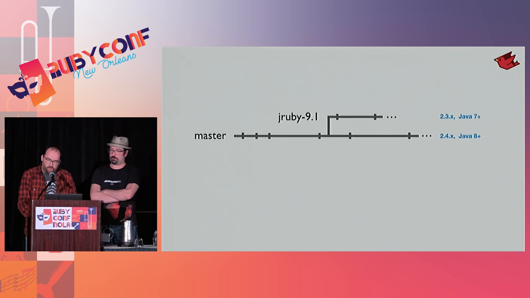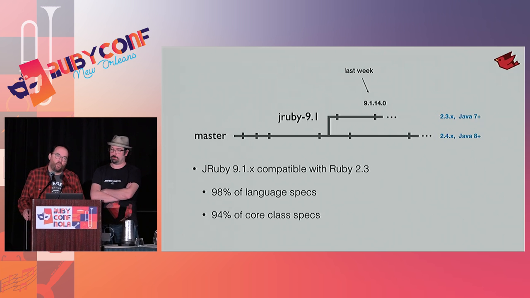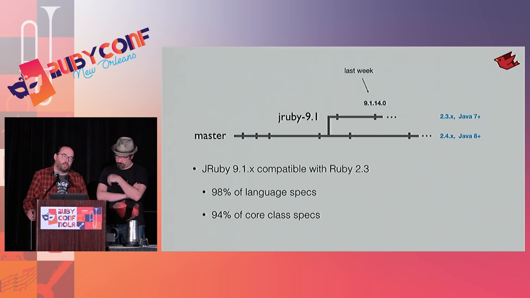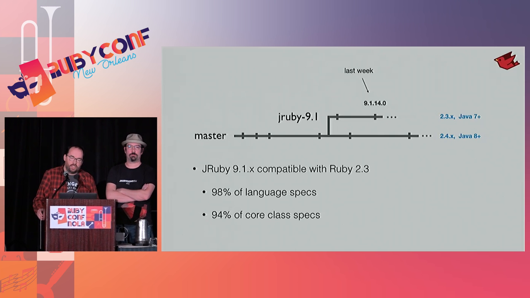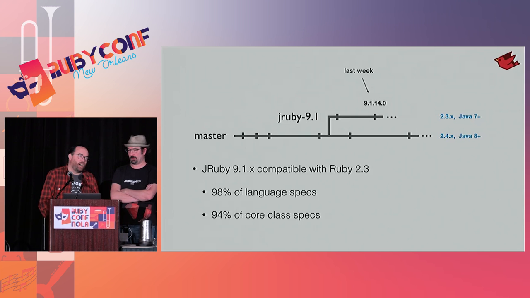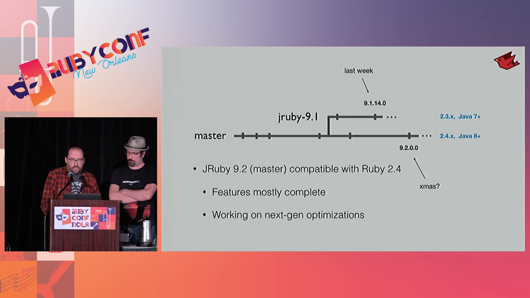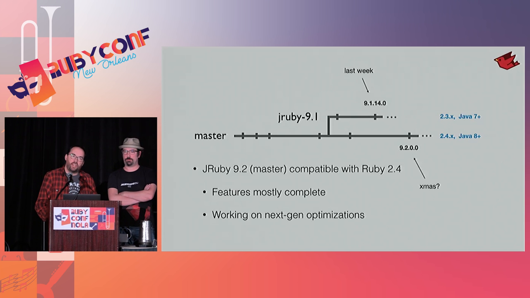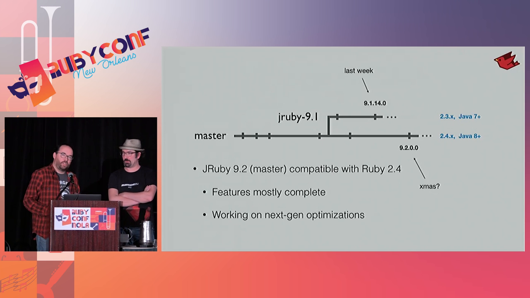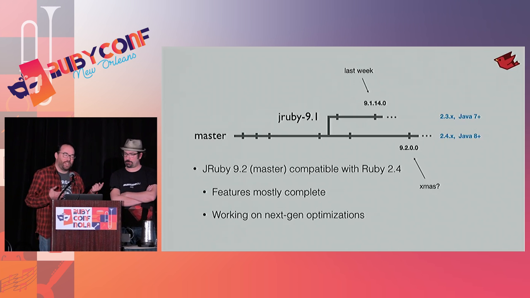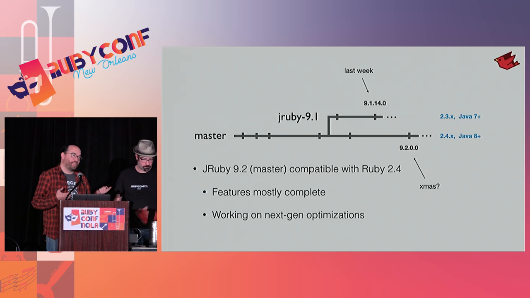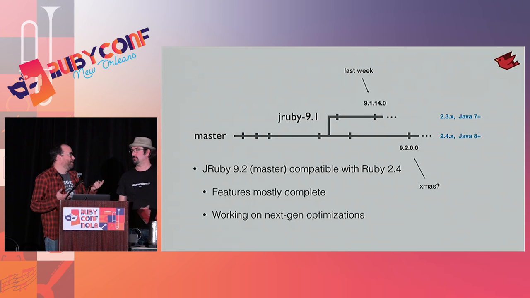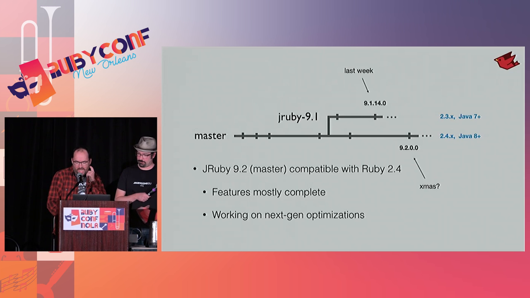So we just released JRuby 9.1.14 last week. It is compatible with Ruby 2.3, and you need Java 7 or higher to run it. 9.2 is going to be Ruby 2.4 based, and it's sort of feature complete now, but we want to do some things. And so we're thinking about Christmas, but as you know, CRuby also releases on Christmas, and they're going to be putting out Ruby 2.5. So we're 1 point behind.